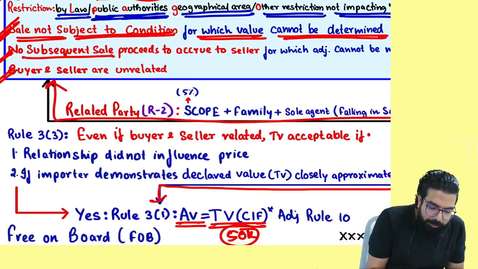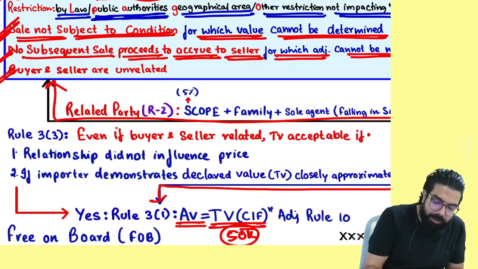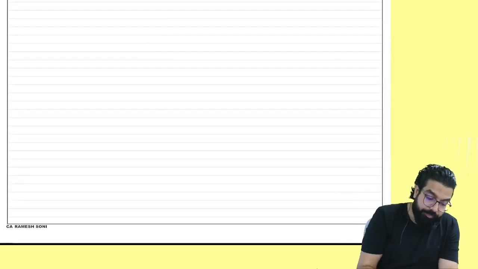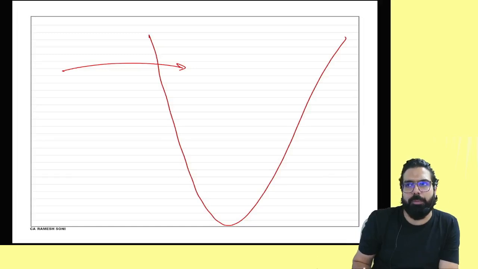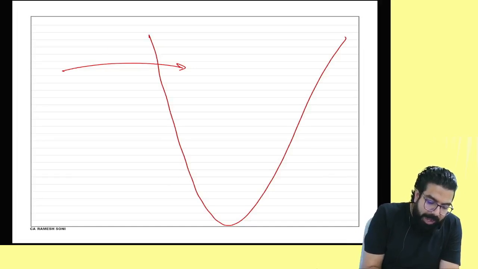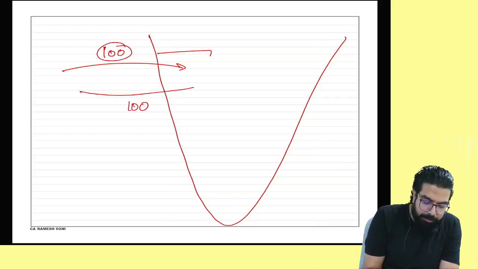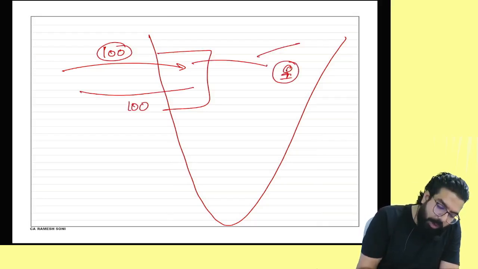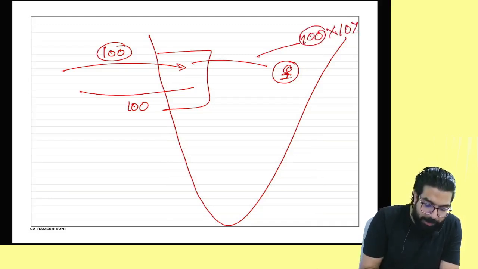Next. No subsequent sale proceeds should accrue to the seller for which adjustment cannot be made. You have to understand this point. Everyone listen. One person went ahead and sold me the goods from outside India. Okay? He told me, Ramesh, I am selling you the goods. Actually, it is 500 rupees worth of goods, but I am selling only at 100 rupees. You pay me only 100. But when you clear it and sell it to any person in India, at whatever price you sell, if you sell at 400 rupees, you should pay me 10%. It means I should pay him later how much?